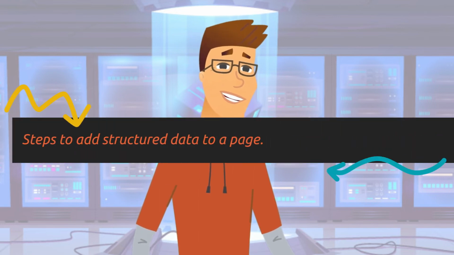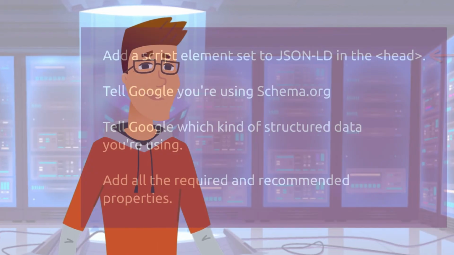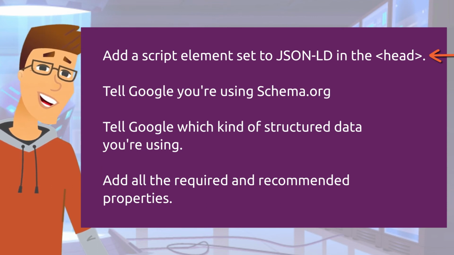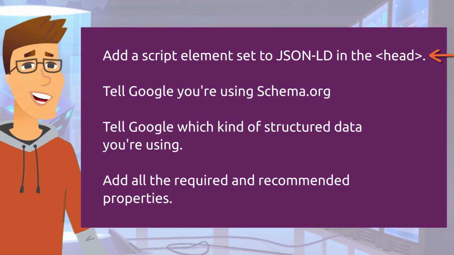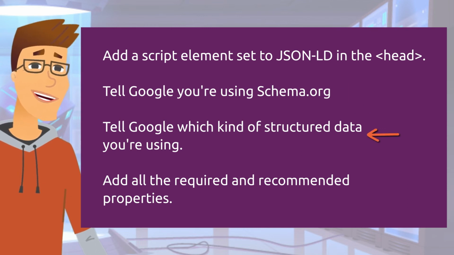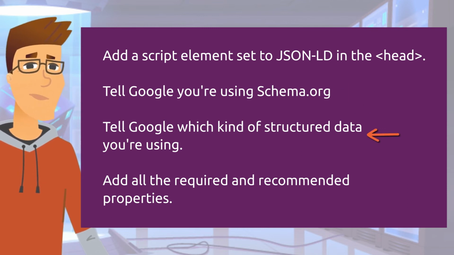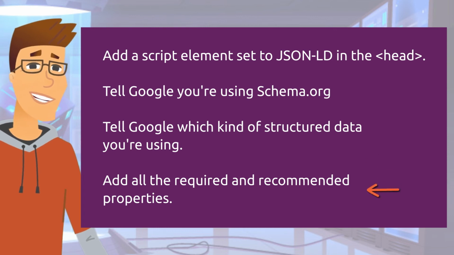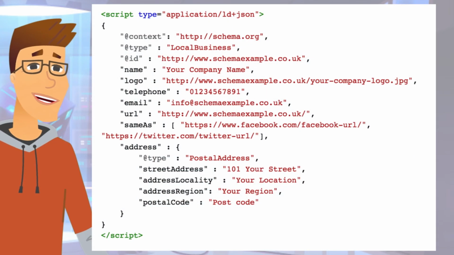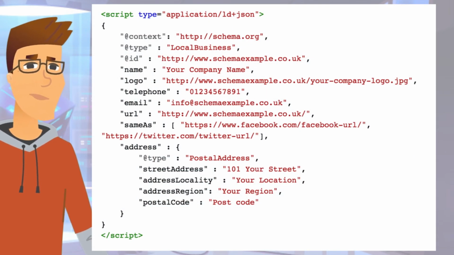Steps to add structured data to a page. In the head HTML of your web page, add a script element set to JSON-LD. Inside the script element, tell Google you're using schema.org structured data. Based on the type of content you're describing, tell Google which kind of structured data you're using. Add all the required and recommended properties to give Google more information about the content being described. Here's an example of completed schema markup.